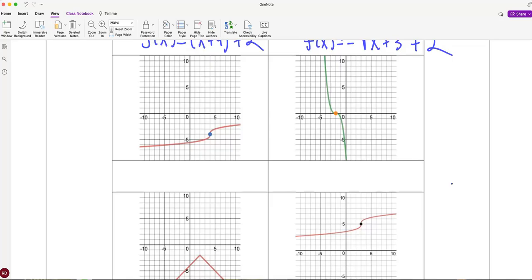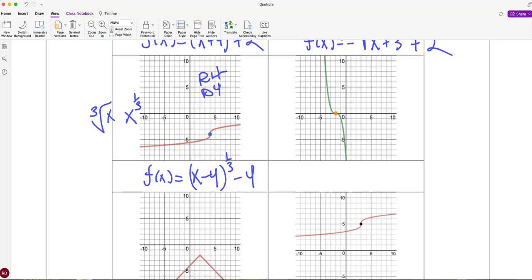Next guy is based on my x to the 1/3, or the cube root of x. So it's right side up, so f of x equals, and so we can say x, it looks like it moved what, right 4 and down 4. So x minus 4 to the 1/3 minus 4. You could write cube root of x minus 4, minus 4, either way.